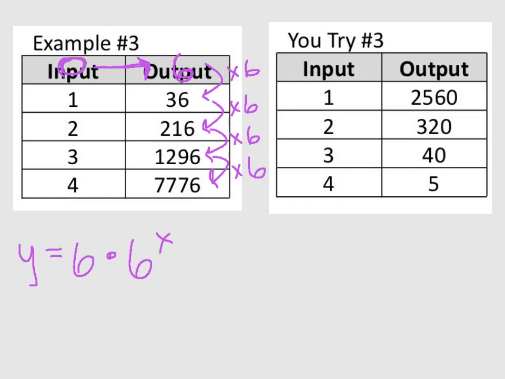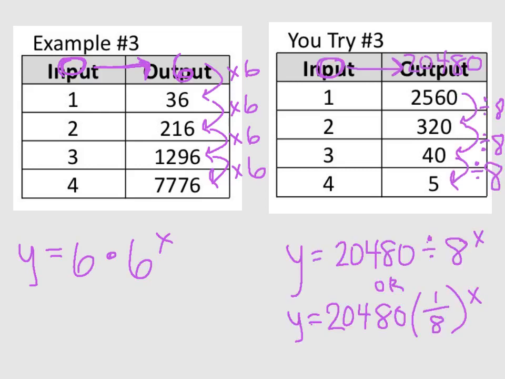Again, please pause the video and try this one last You Try question. And there is your possible answer for this last example question.